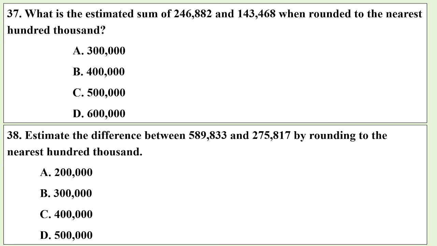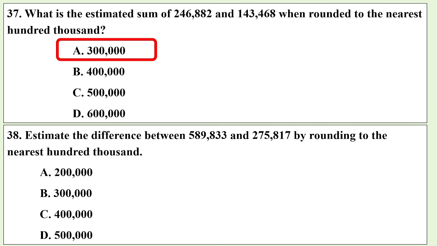37. What is the estimated sum of 246,882 and 143,468 when rounded to the nearest 100,000? Letter A, 300,000.